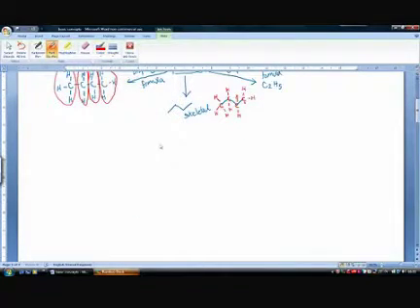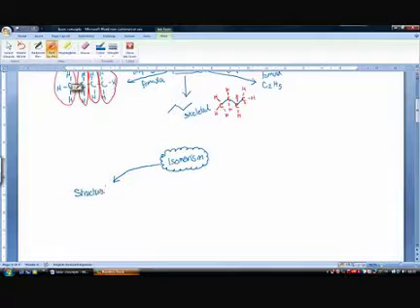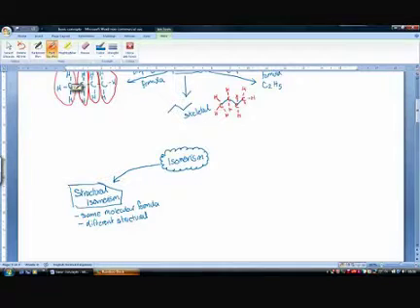Now we'll go on to isomerism. And the first thing we'll deal with is structural isomerism. Now, structural isomers have the same molecular formula. However, they have a different structural formula. The structural arrangement of the atoms is different.